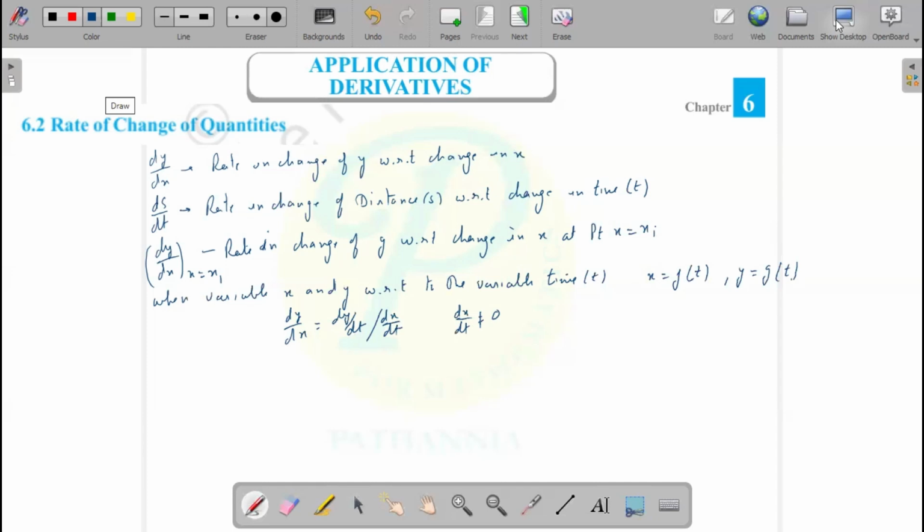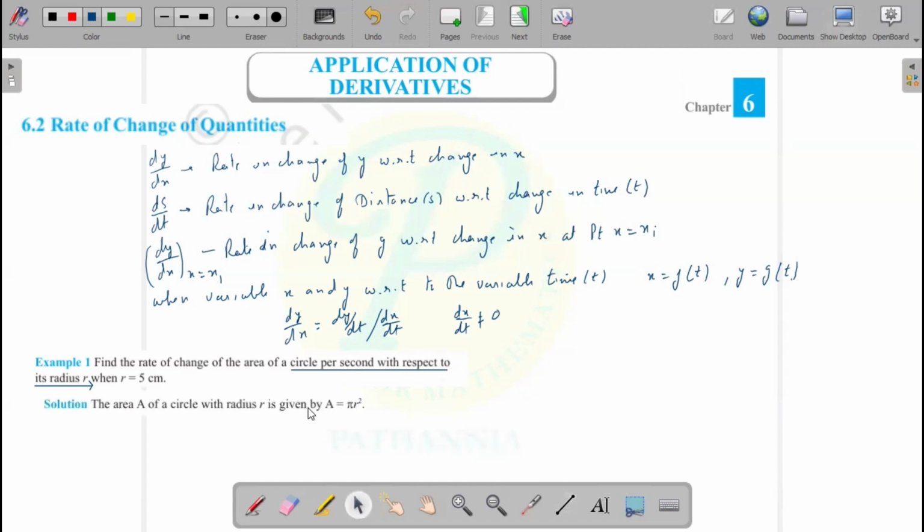Now the simple first example from your NCERT. It asks the rate of change of the area of a circle per second, meaning with respect to time, per second with respect to its radius. Let A be the area and r be the radius, and you know that the area of a circle is pi r square. This explanation is compulsory.